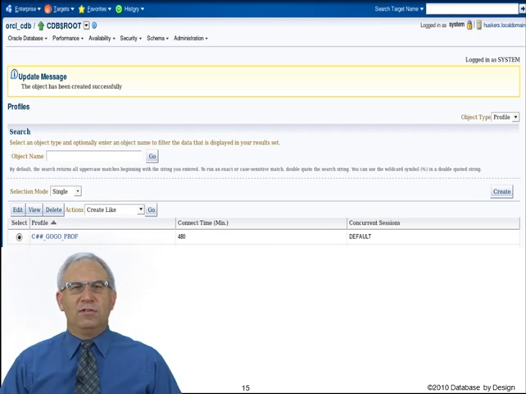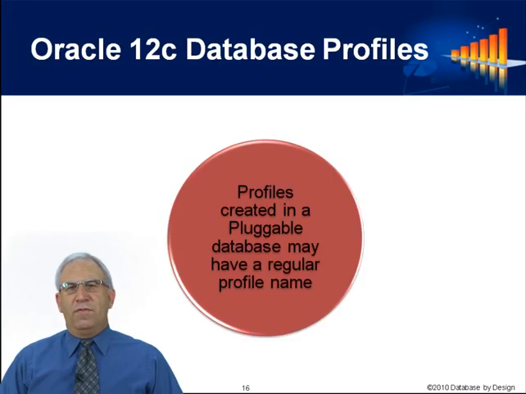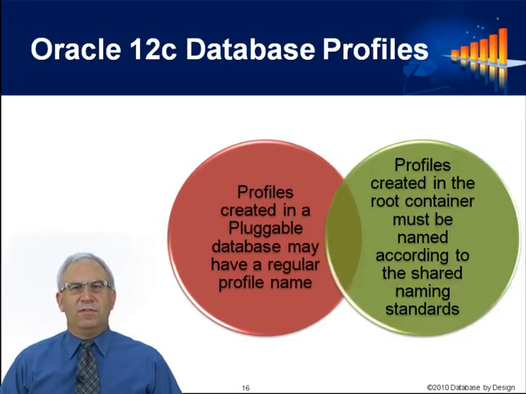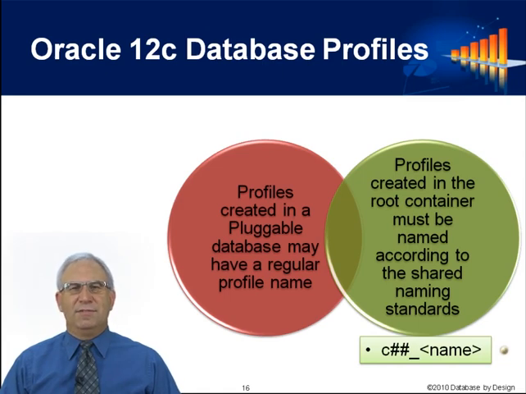So now under GoGo Cloud Control, we can see that we've created this new profile that's going to be shared. And the profile name is C##GoGo_prof. Profiles that are created in a pluggable database will just have a regular name and will not be prefixed with C##. Profiles created in the root container should be named according to the naming conventions that you have within your own organization, and that would be something like C##.